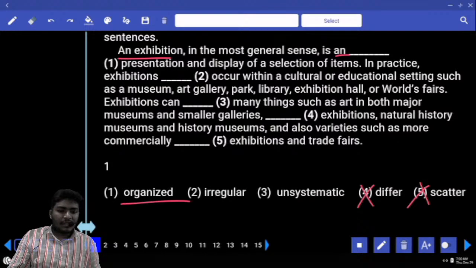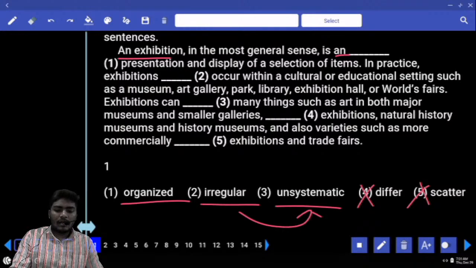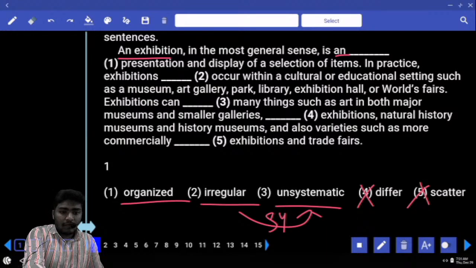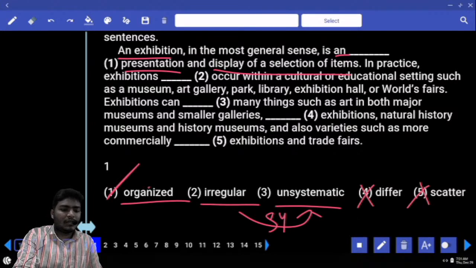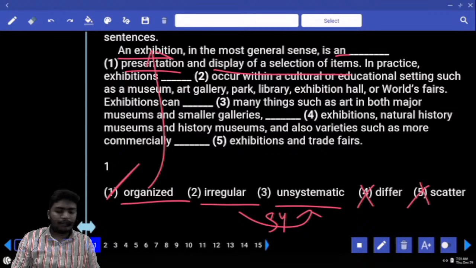An organized presentation, an irregular presentation, an unsystematic presentation. Irregular and unsystematic, both of them are synonyms. Now we are referring to a presentation and display of selection of items. Now what type of display, what type of presentation? It is organized presentation that we call as an exhibition.